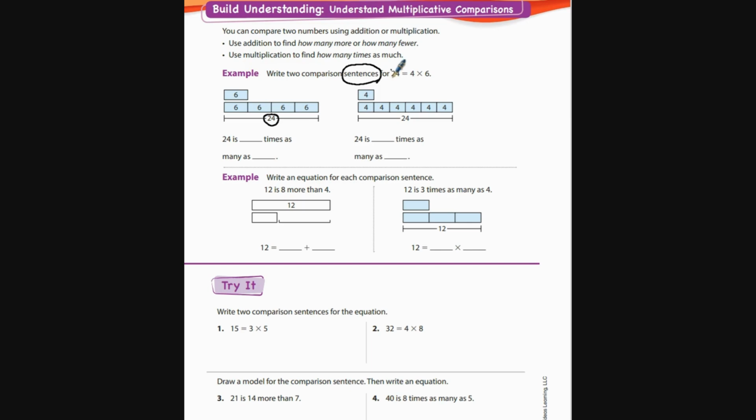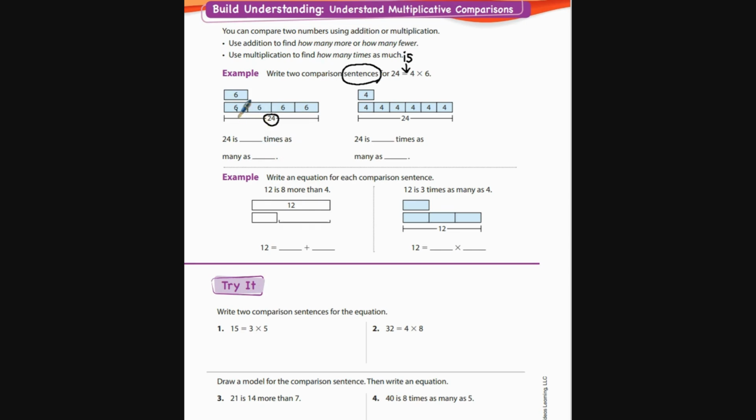Write 2 sentences for 24 equals 4 times 6. I'm going to tell you right now that the equal sign, you do need to know, means the word is. That looks like a 15, but it is not. It is the word is. There we go. So 24 is, meaning equals, how many times? Well, as many as blank.